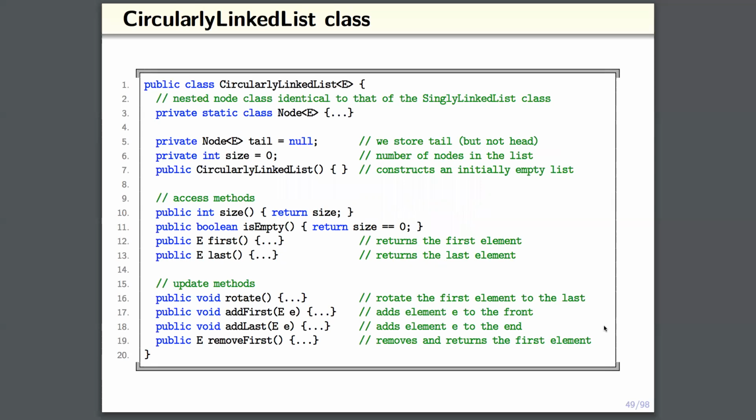Okay, so let's look at the implementation. Circularly linked list, everything else remains the same, right? So the structure and all remains. You have access methods, you have update methods, you just have the new rotate function, because we saw that it's fundamental to the circular list. You can also have remove last, not shown here.